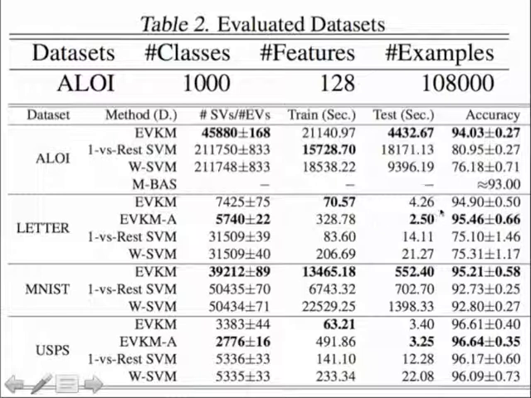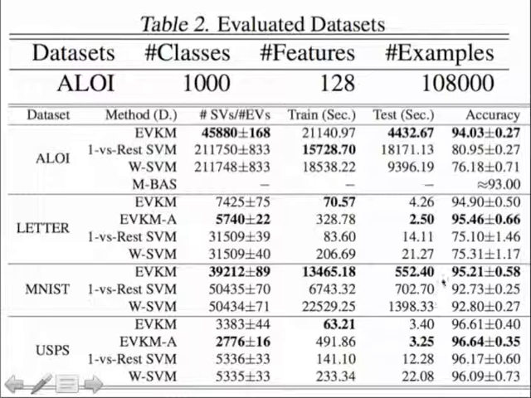Test time is orders of magnitude faster than the WSVM, and 5 to 6 times faster than a classic 1 versus rest SVM, which out of the box does not do extremely well on Letter. On MNIST out of the box, everybody does better in terms of accuracy. The EVKM is still the more accurate one. EVKMA is not shown because it took too long to compute. We gave up after 500 hours of CPU time.